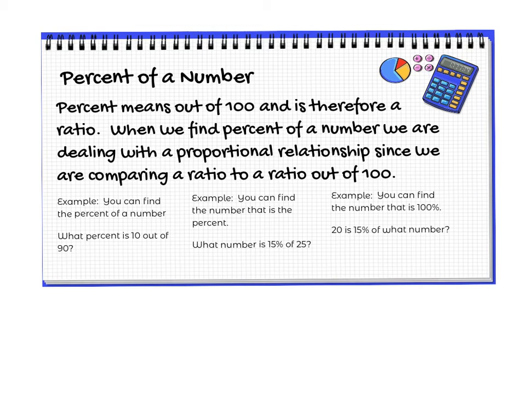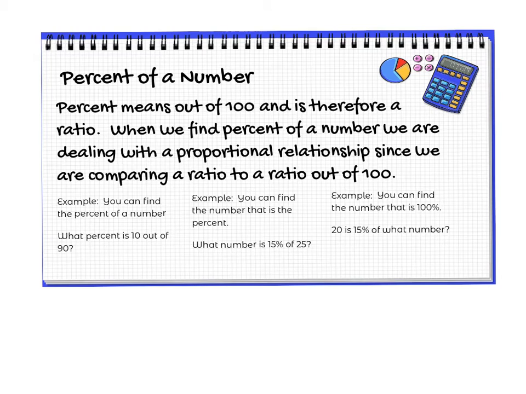You could find the number that is the percent. For example, what number is 15% of 25? That's what you're doing when you're trying to find tax. How much is 8.25% of $50? If I want to leave a 15% tip at the restaurant and my bill is $62, how much is that? That's probably the most common way people use percent out there in the real world.